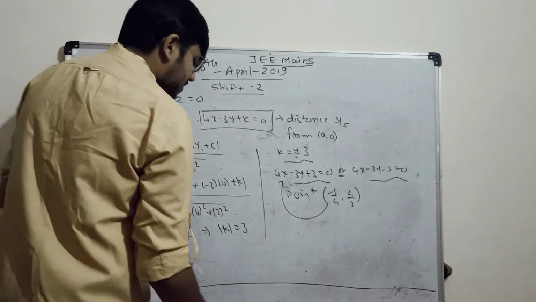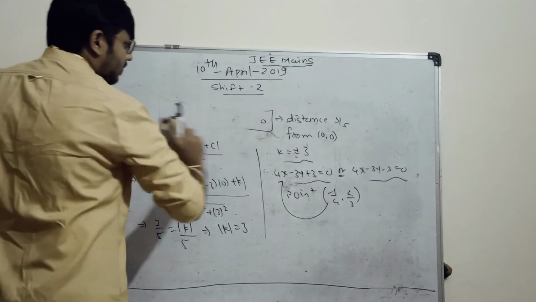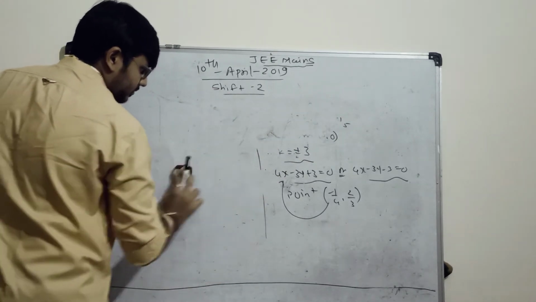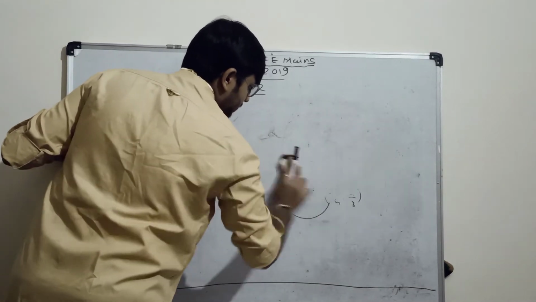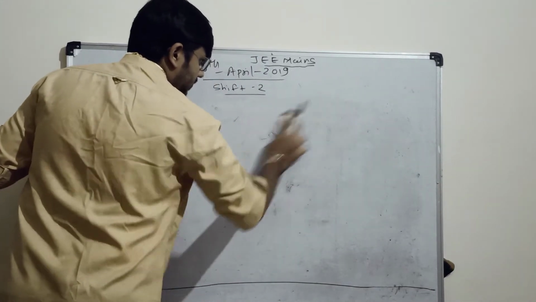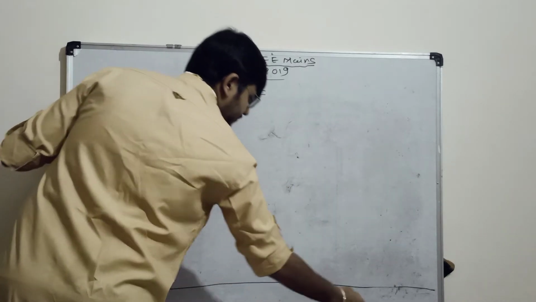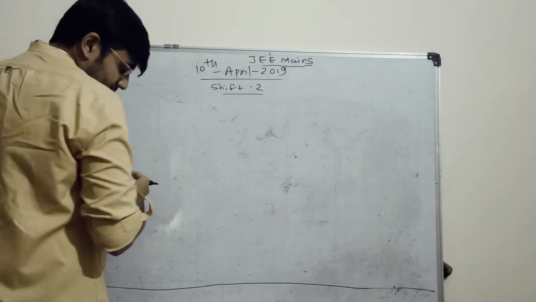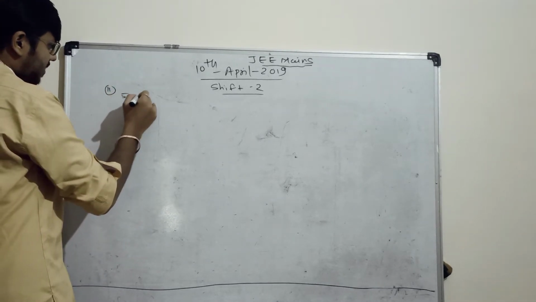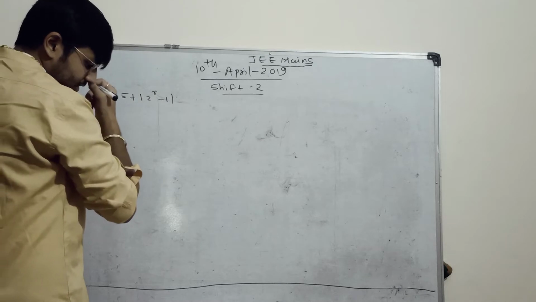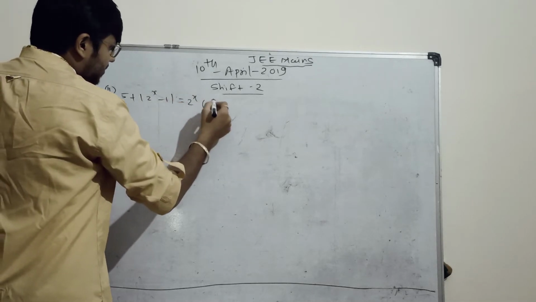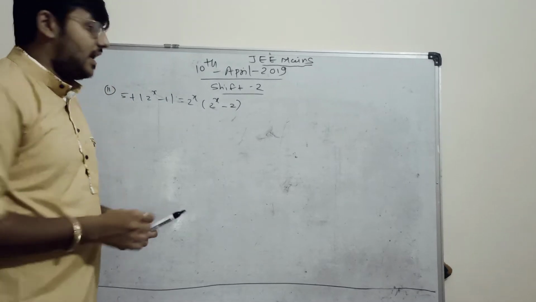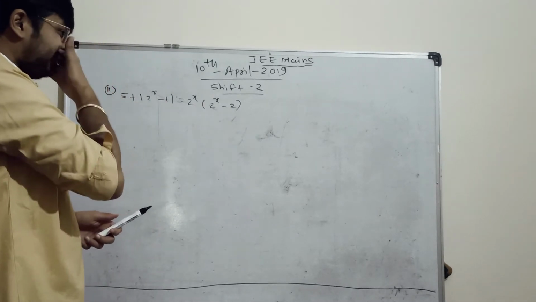Then next question, if we talk about, okay, so in the next question, we have been given one equation, that the equation is modulus of 2 raised to x minus 1, plus 5, equals 2 raised to x into 2 raised to x minus 2. We have to find out the number of real roots. We have to find out the solution of this question.